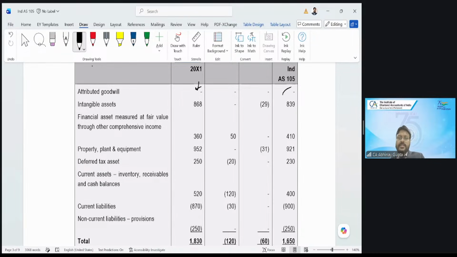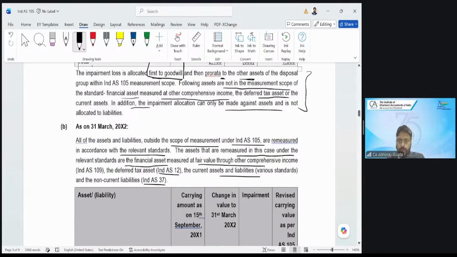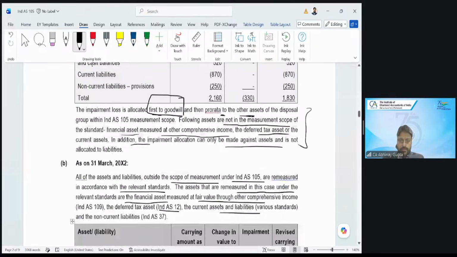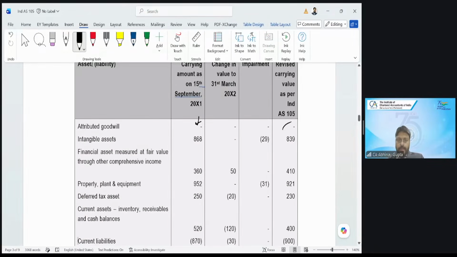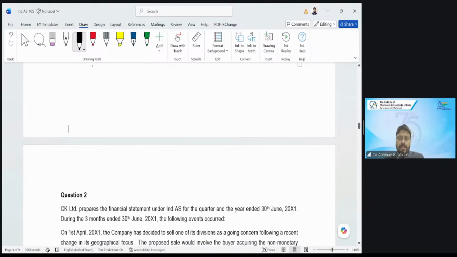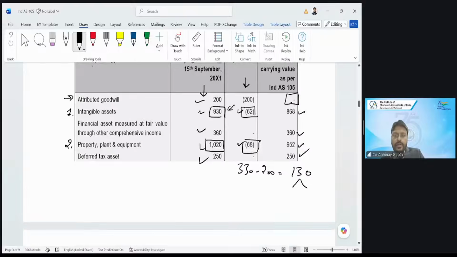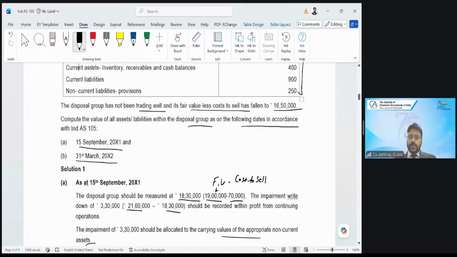Then intangible assets. So what was the amount as on 15th of September 2001? 868, right? So now we'll start with 868. And how much impairment we will do? 29. So this again is the pro rata allocation of the net impairment loss, right? So how did we calculate that? We have calculated this again with the information available in the question, right?